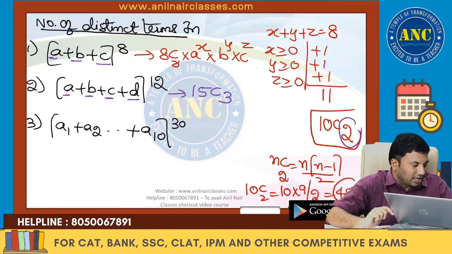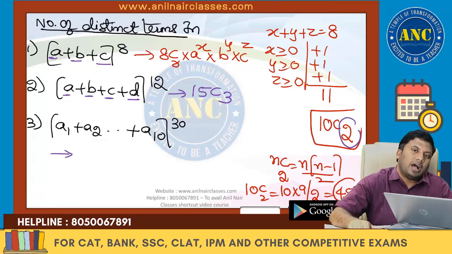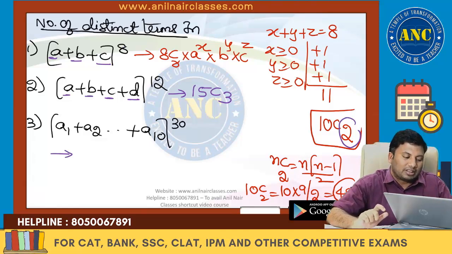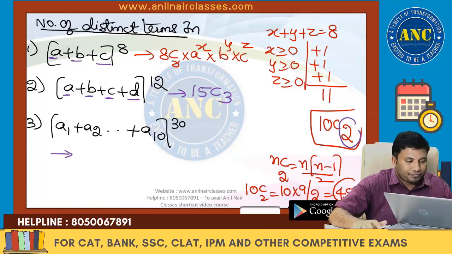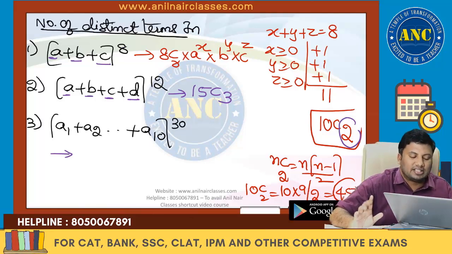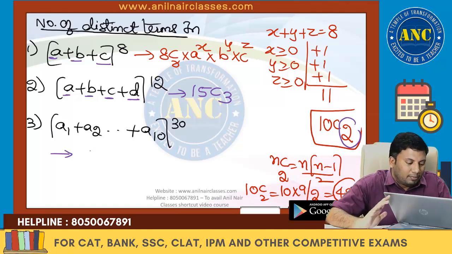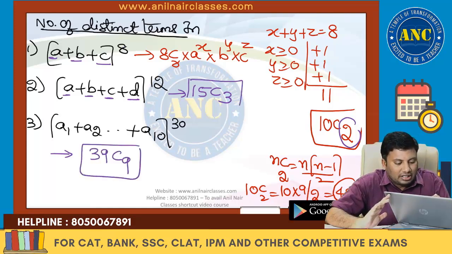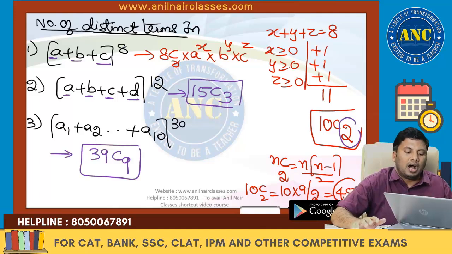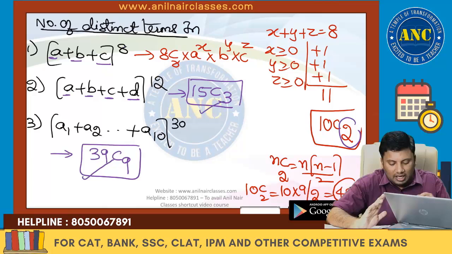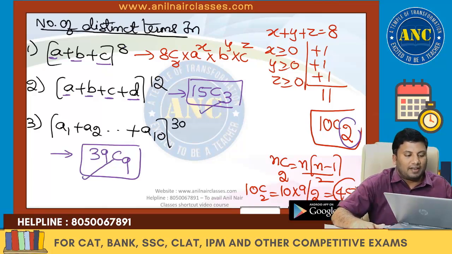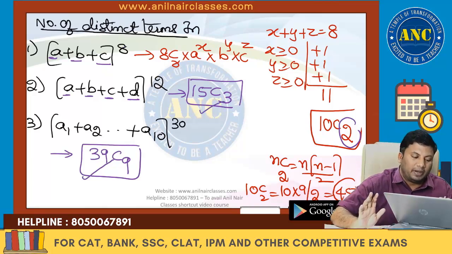Now a1 plus a2 and so on up to a10, power 30. 30 plus 10, it is 40. If 2 variables are there, there is 1 gap. If 40 balls are there, there are 39 gaps. 39C9. I hope the number of distinct terms concept is clear. So directly you can write 15C3, 39C9, and 8 plus 3, 11. 11 means 10C2.